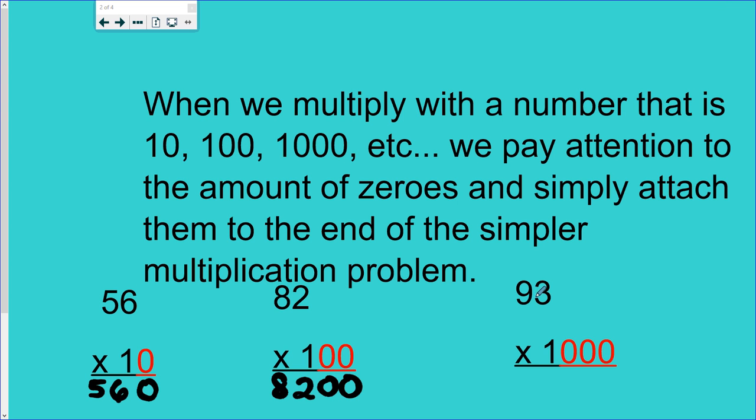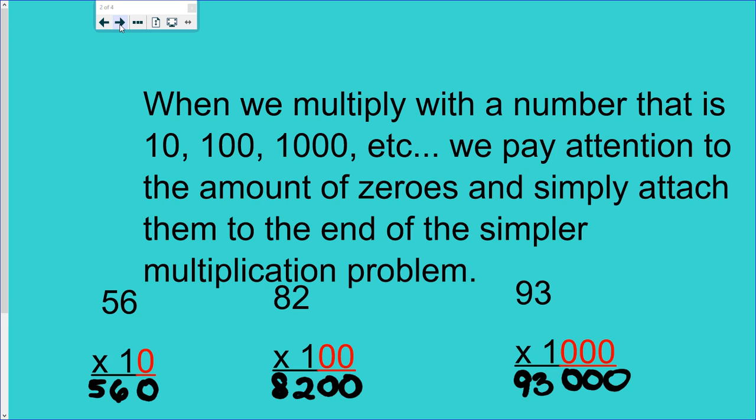Okay, we have the same thing here. 93 times 1 is 93, and then I have 1, 2, 3 zeros, so I put the 1, 2, 3 zeros onto the end of that problem.